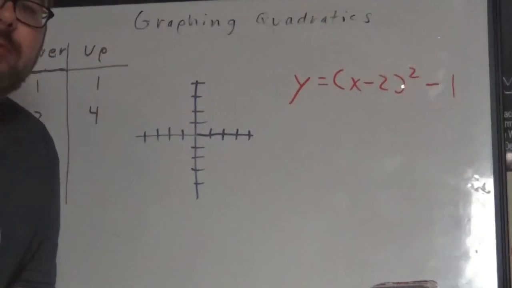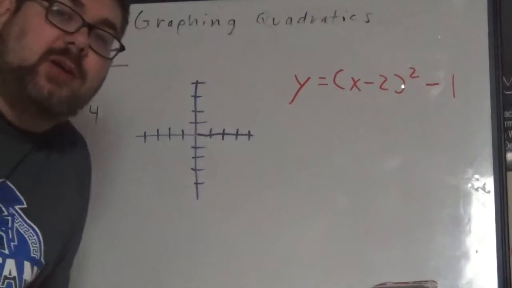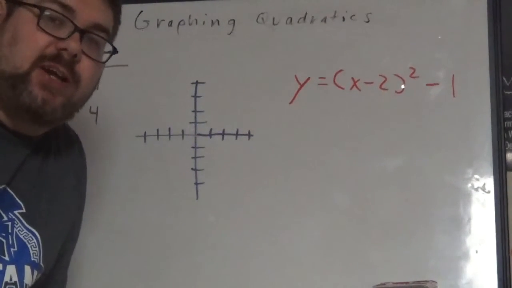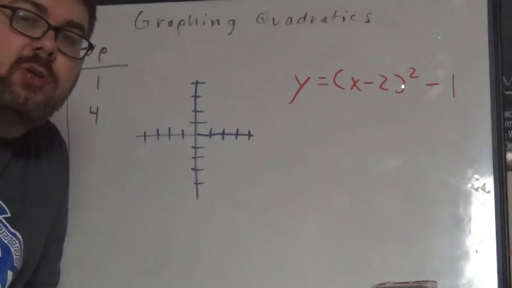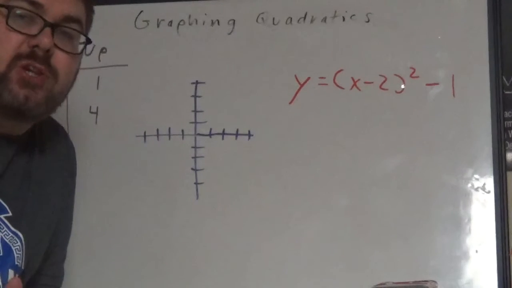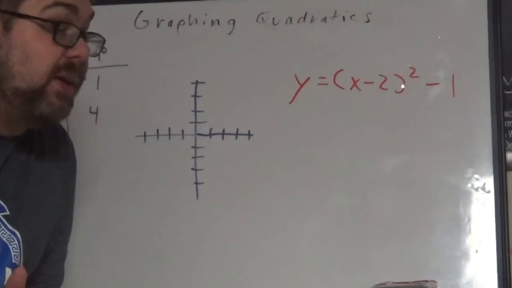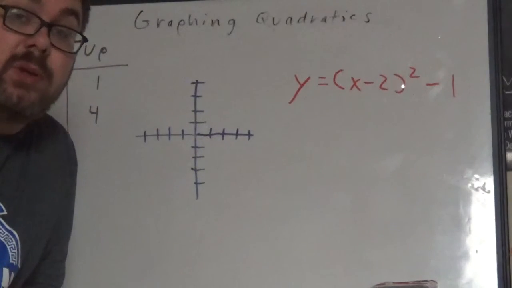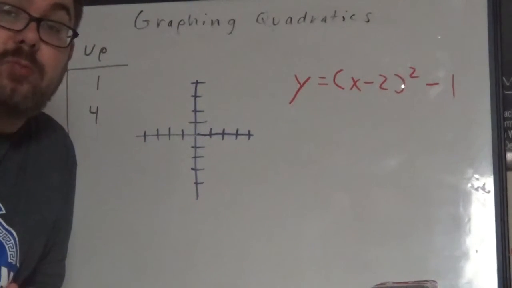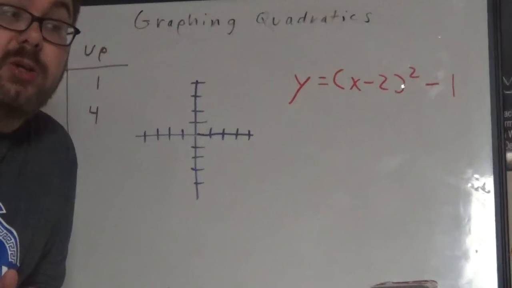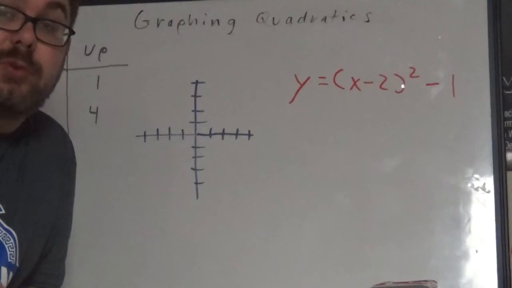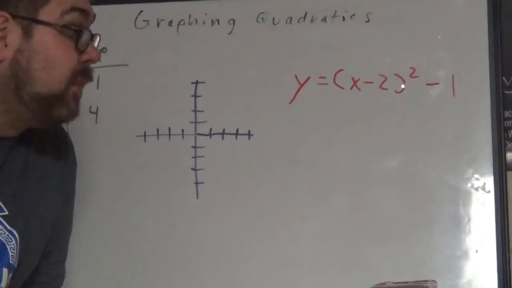This is Mr. Coker with Algebra Lesson 2-1, Graphing Quadratics. When we're graphing quadratics, we want to put it in what's called vertex form. And in the video we're doing today, we're going to start in vertex form. In the next video, I'll talk about going from standard form to vertex form so you can graph.